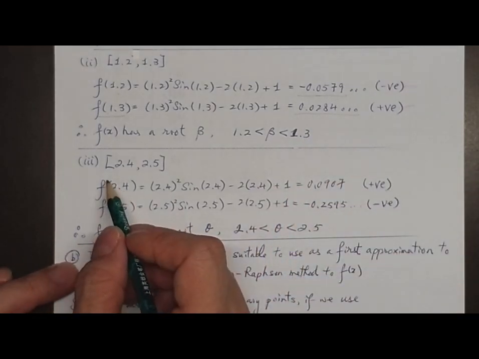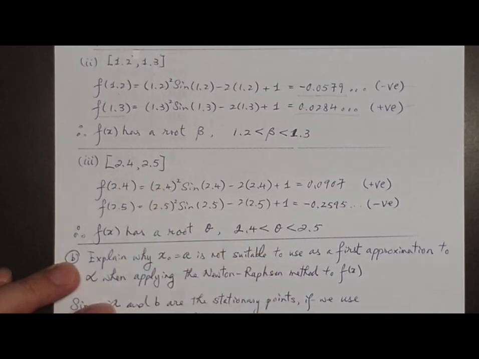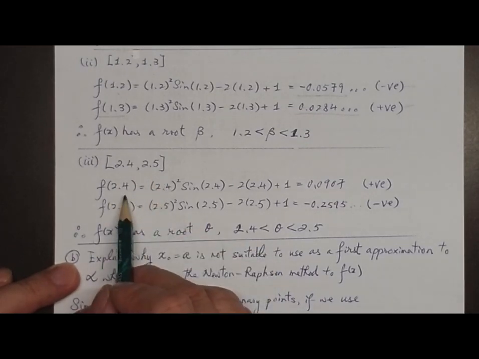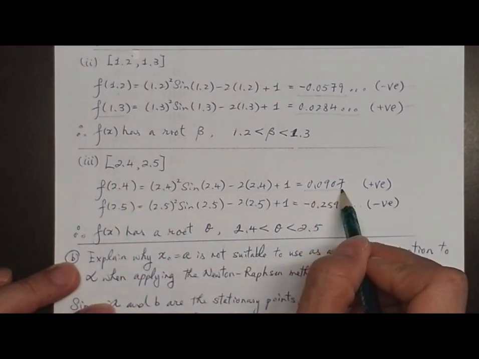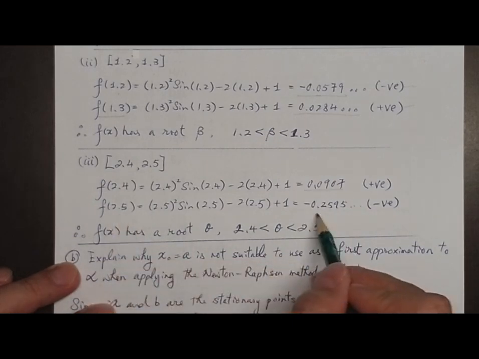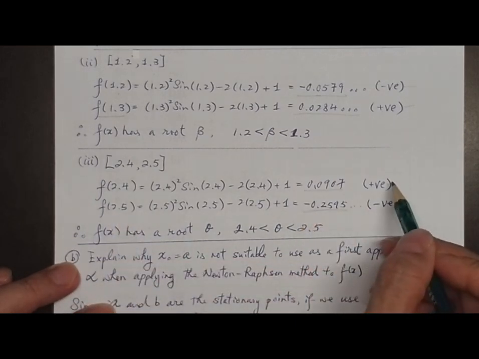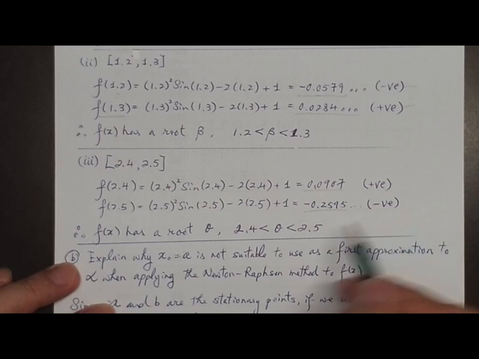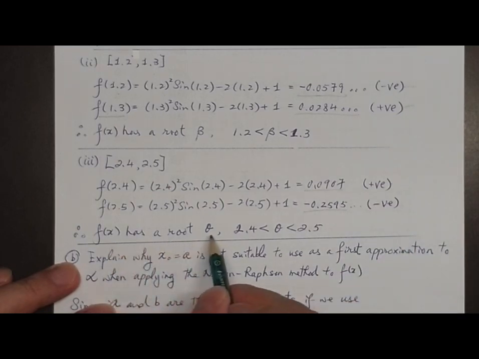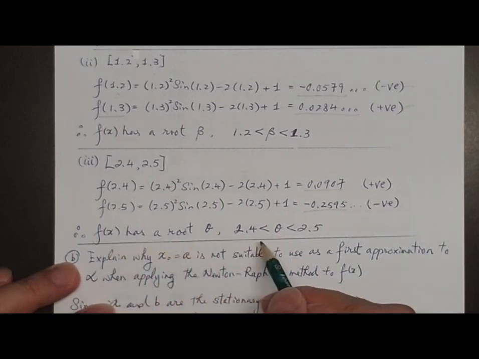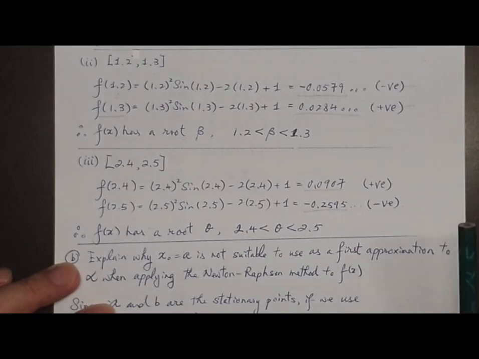The third interval is 2.4 and 2.5. We substitute f(2.4), we get a positive value. f(2.5), we get a negative value. So one positive, one negative. So f(x) has a root gamma between 2.4 and 2.5.